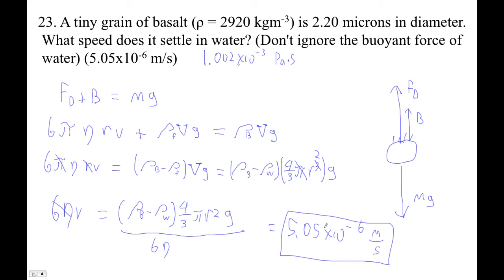There we go. So this is what I put for the buoyancy. This is 2920. This is 1,000. This is 1.1 times 10 to the minus 6. This is 9.81. This is 1.002. That should work. All right. Don't mess up the diameter with the radius like I did.